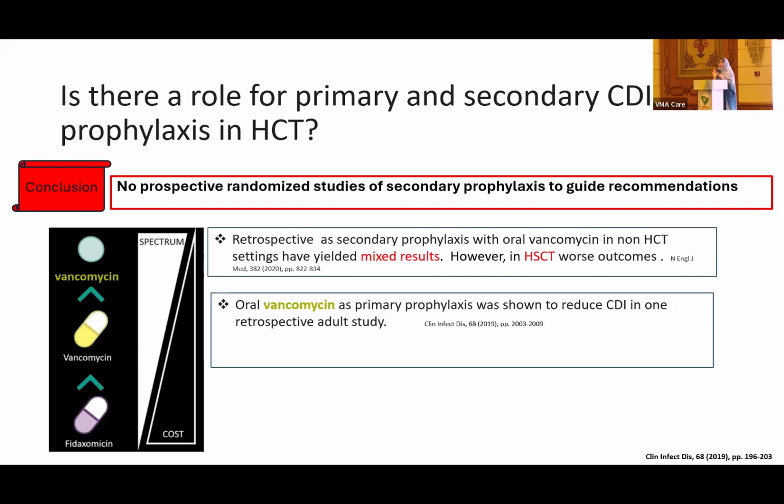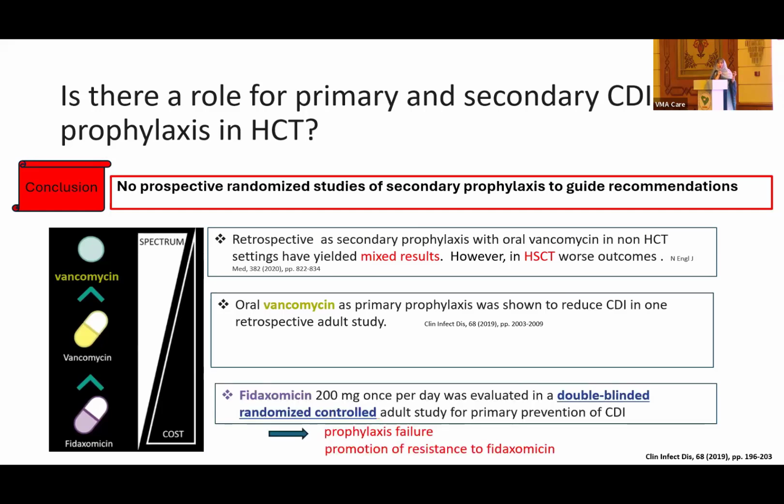No one. Primary prophylaxis with fidaxomicin? Okay, so there are multiple trials in immunocompetent patients. Also, there was contradicting data about the efficacy of oral vancomycin as a secondary prophylaxis. However, there are no good studies in allogenic bone marrow transplantation.